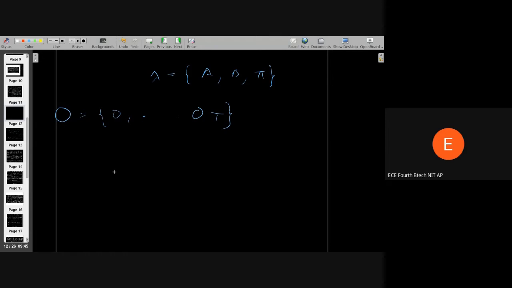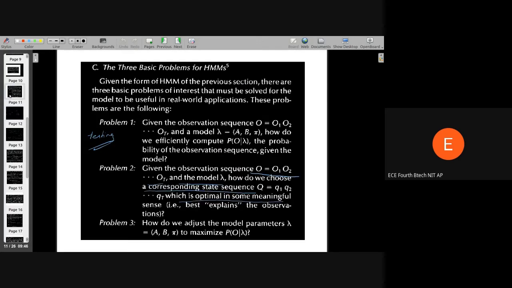I want to find out what is the most probable sequence of hidden states that produce this observation. For this particular given model, what is the sequence of hidden states that produce this observation? I want to find that out. That is my second problem. Problem 2.